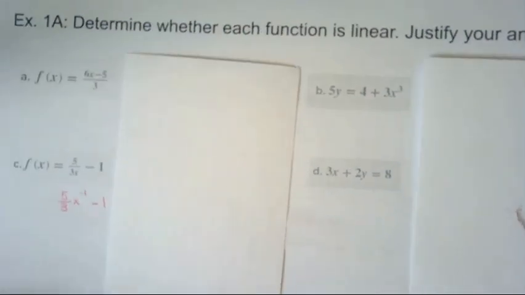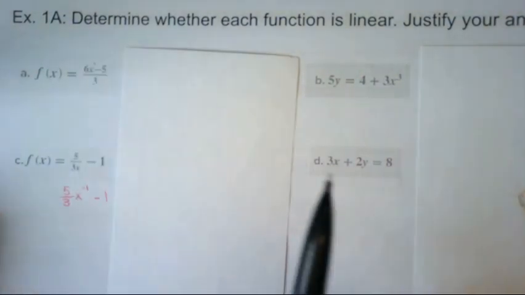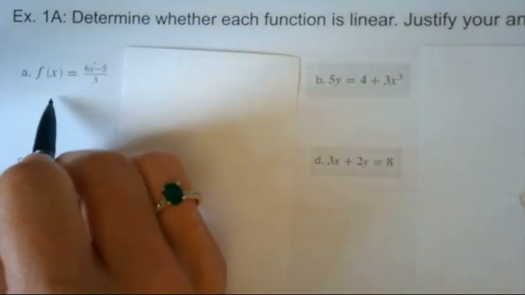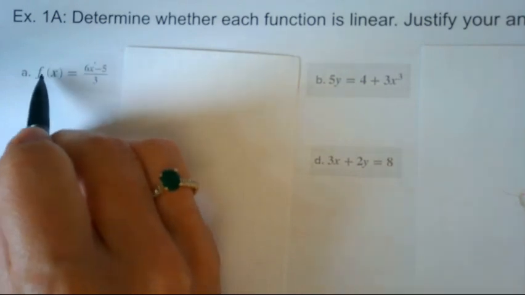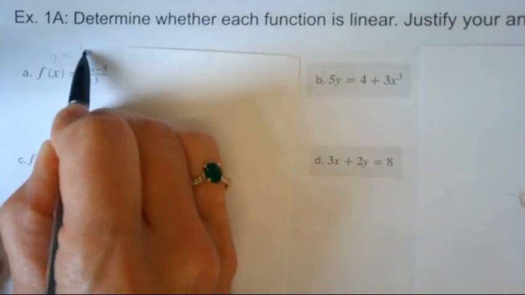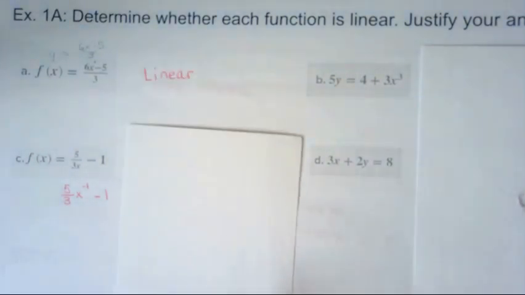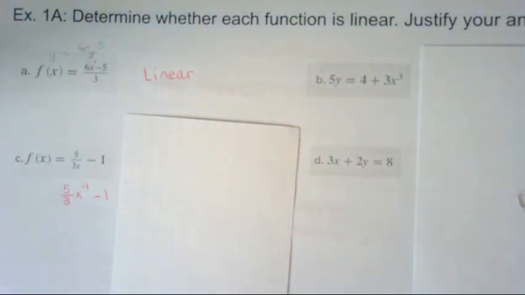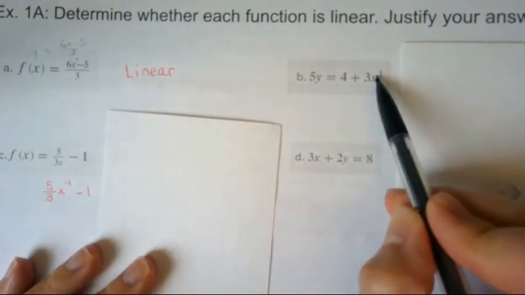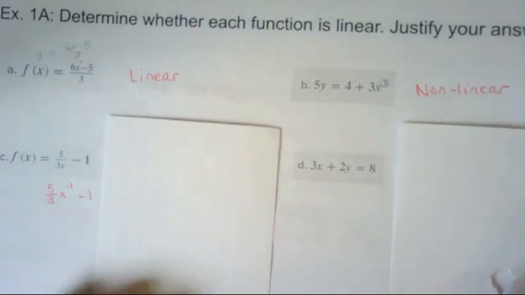So for letter A, first thing I see is that my exponent is a 1. So that checks off that box. Then I would check to make sure this is in the form of y equals mx plus b. Well, even though it says f of x, that can still be written as just y equals. So this would be an example of linear. Letter B. First thing I do is check for my exponents. I see my exponent is 3. That's above 1, so this would be an example of nonlinear.